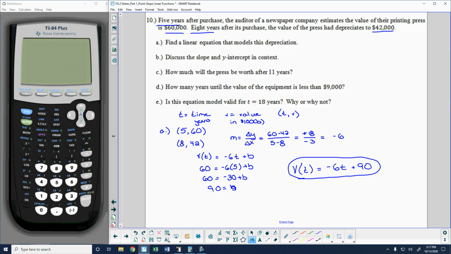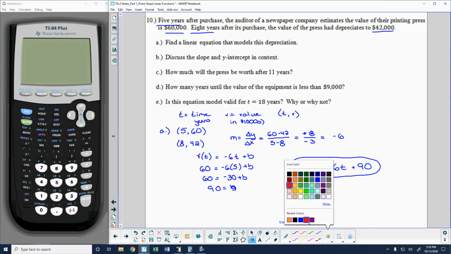So basically, we're writing a linear equation based on 2 data points. We have to use those 2 data points to come up with the slope, and then find the y-intercept. So now we can write a function, or a linear equation. You could do an equation, but we made a function that represents the depreciation.